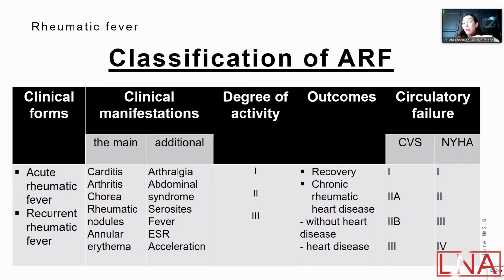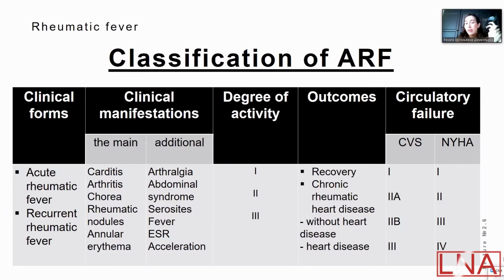Some additional manifestations are arthralgia, abdominal syndrome, and development of cirrhosis, which is associated with immune inflammation, also fever and ESR acceleration. The degree of activity depends on the amount of ESR and CRP: first, second, and third stage.